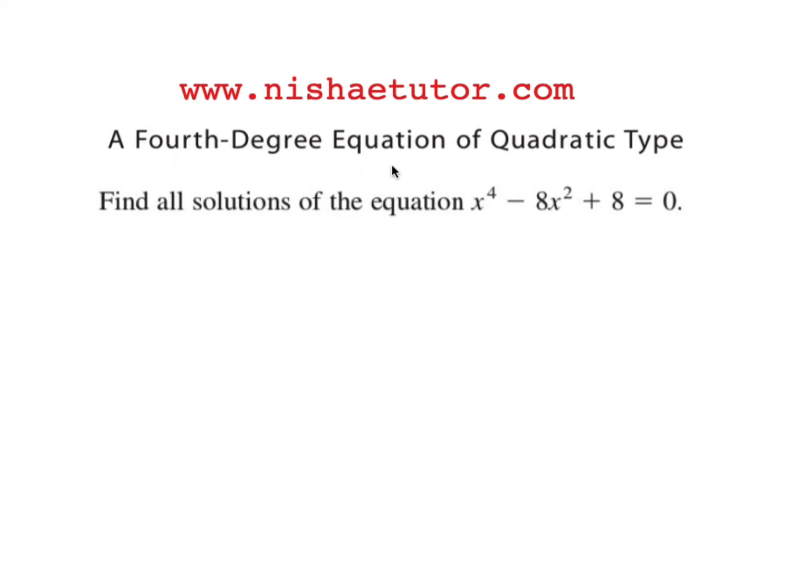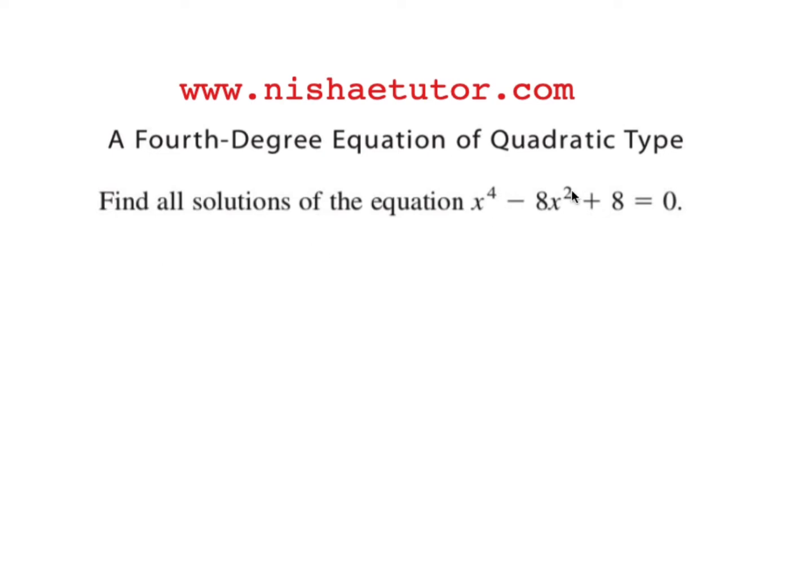I am telling you about higher power equations. So here is a fourth degree equation, where the highest power is 4, and it says find all solutions of this equation. In this equation, the highest power of x is 4. It means the maximum number of solutions can be 4.